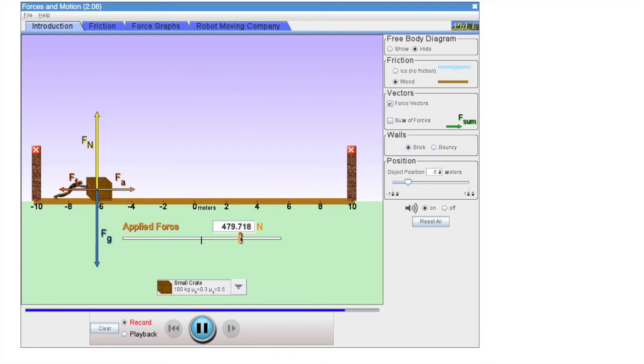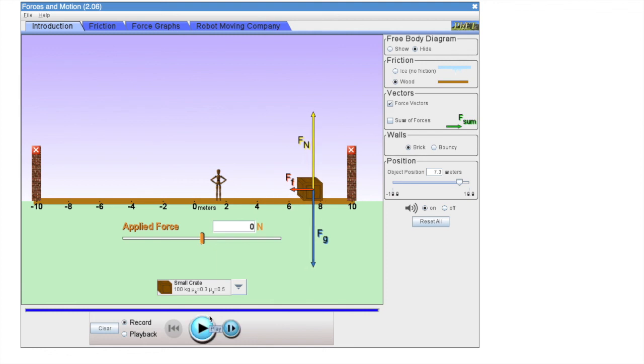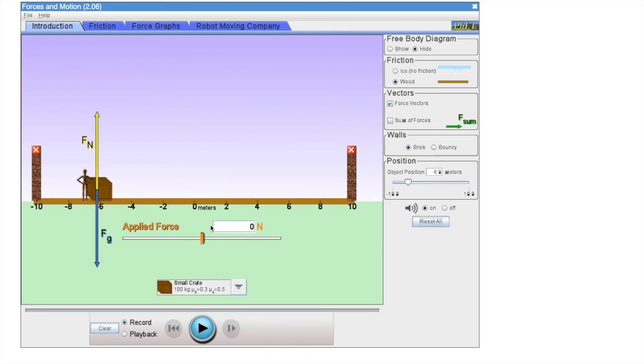When it starts to move, at 492, you could see that right before it started to move, the force of friction was equal to the applied force, but as soon as it started to move, the force of friction was less. Let's do it one more time to show it. Static friction is the same as the applied force.